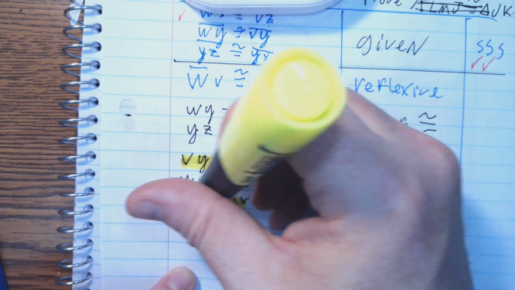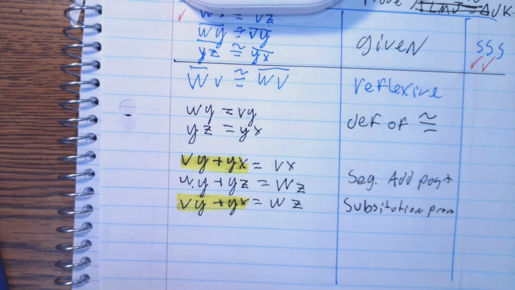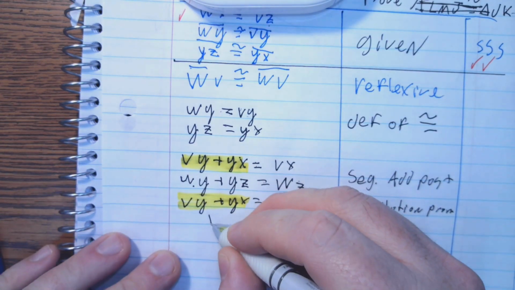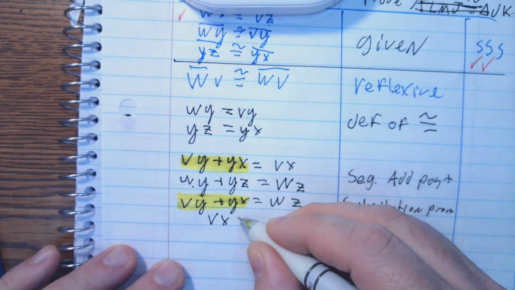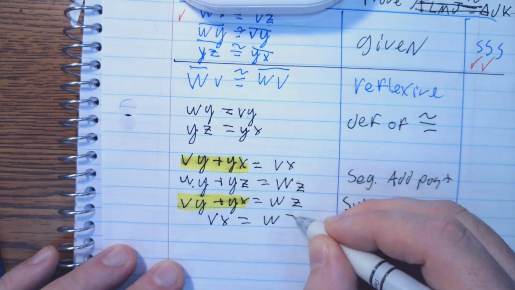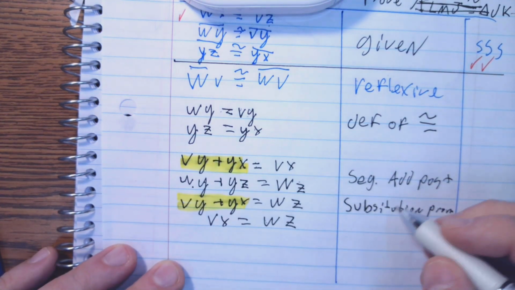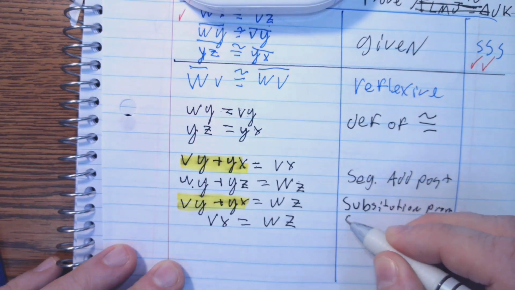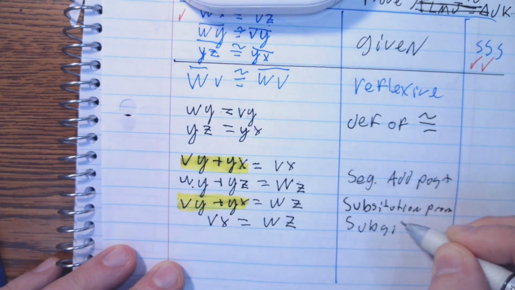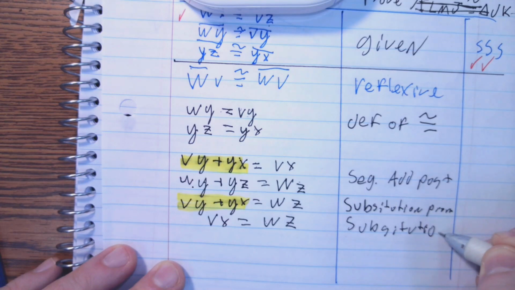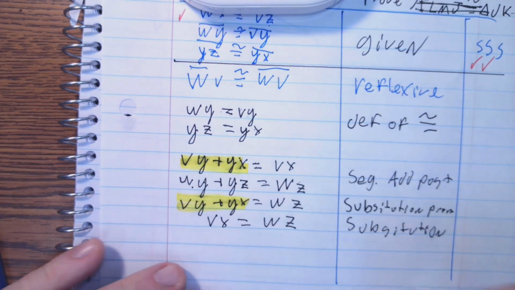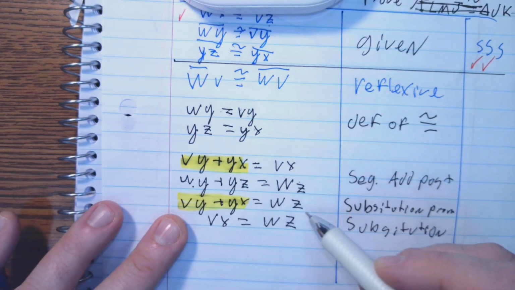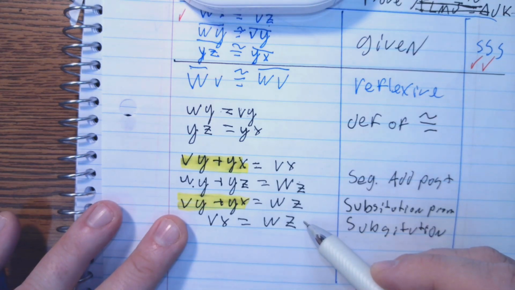This matches this, doesn't it? So I'm going to do this again. VX equals WZ. And basically I substituted again, didn't I? If I wrote it in a different order, it could have been the transitive property. Some would argue that it is already the transitive property, but that's fine. I'm not going to nitpick that aspect.